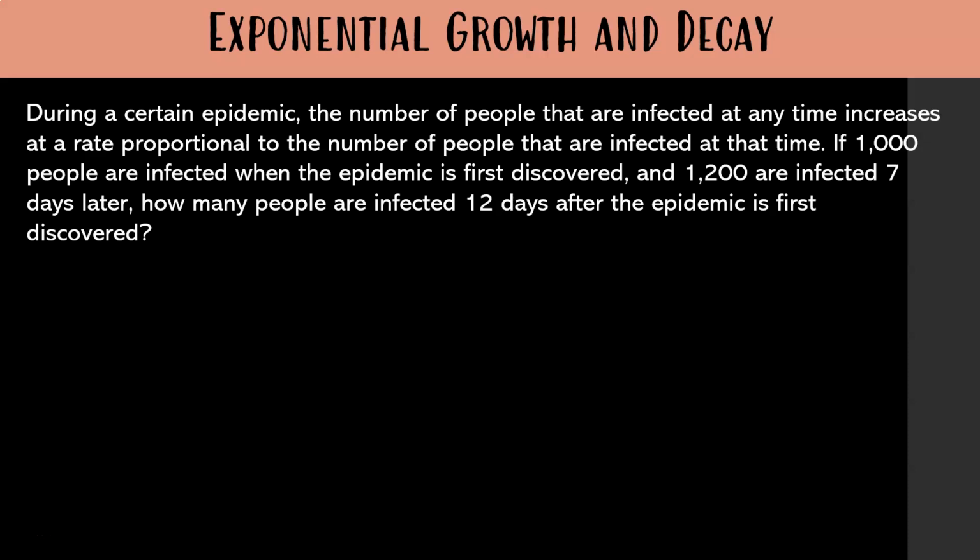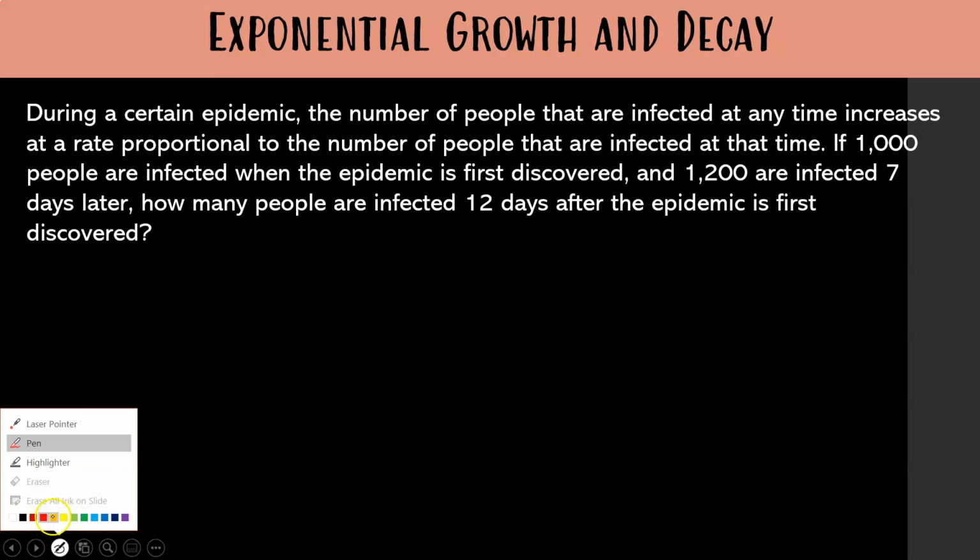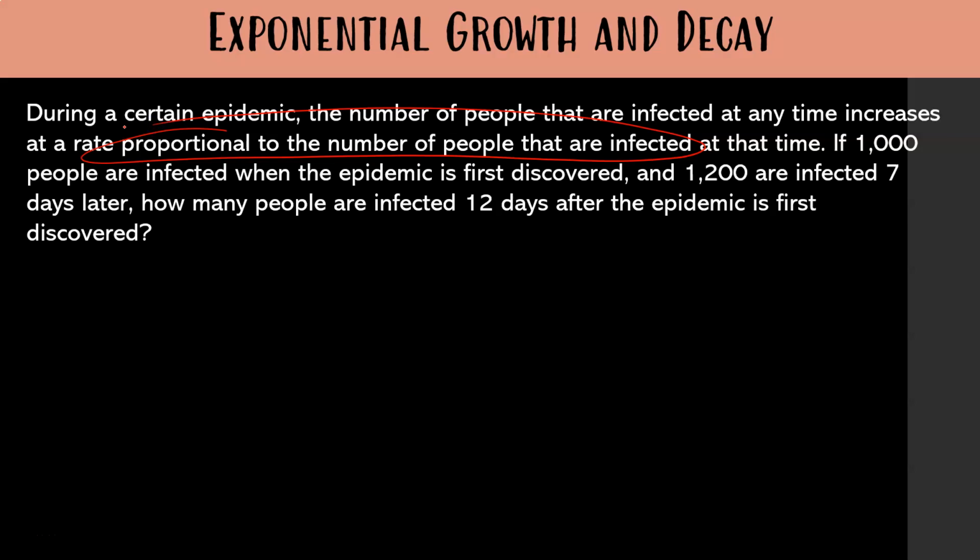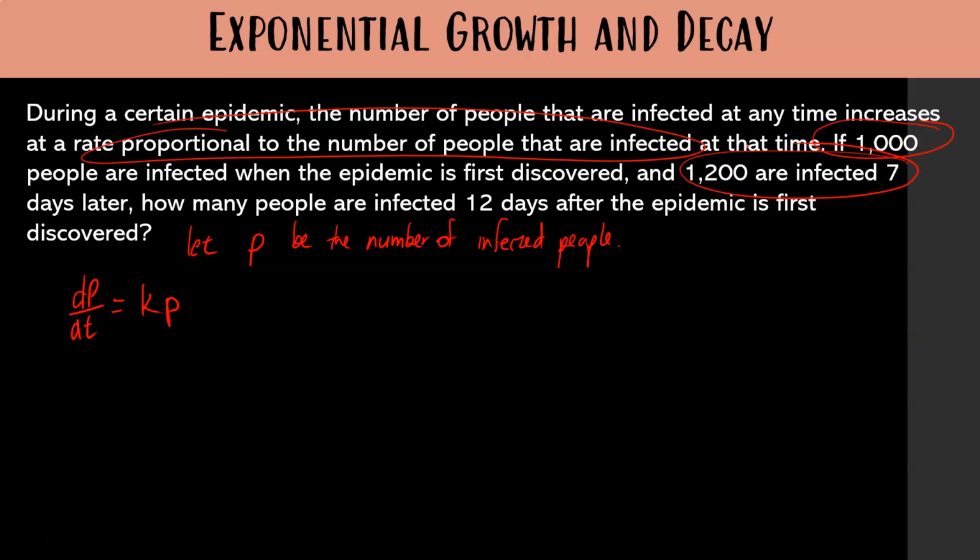So let's see. The number of people that are infected at any time increases at a rate proportional to the number of people. I assume you're getting bored with this by now because it's always the same, and you are right. So what are we going to call the number of people that are infected? So the number of people that are infected at any time increases at a rate, so I assume increases over time. The rate of change of the number of people infected is proportional to the number of people infected. And you know where this is going. We are given an initial condition, an intermediate condition, and, well, some question about what's going on at some later time.